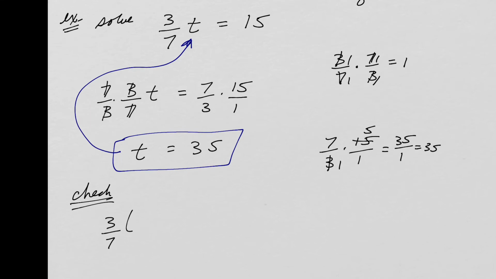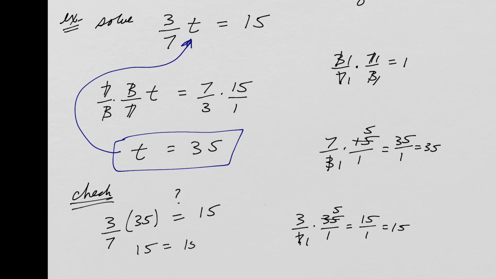3/7 times 35, does that equal 15? Okay, so let's first of all multiply 3/7 times 35. Think of it as 35 over 1. 7 goes into 7 once. 7 goes into 35 5 times, so we can simplify. And then 3 times 5 is 15 over 1 times 1, so that's 15. So here we have 15 equals 15. That checks. Okay? That's probably the easiest way to solve it.